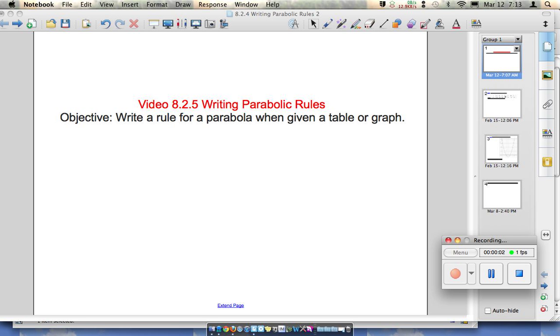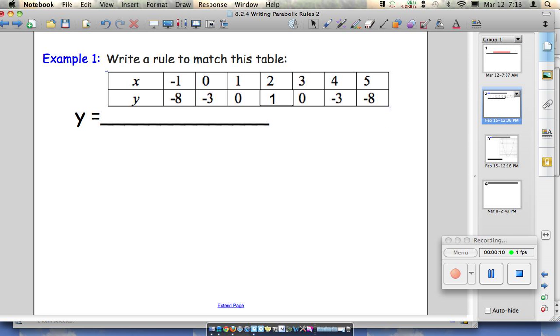This is video 825, and the goal here is to continue writing parabolic rules with some special circumstances. So we're going to continue to look at graphs and tables in order to write parabolic rules. Let's take a look at this first example. We always want to start with writing it as a product, because when we have a product form, we can see the zeros.